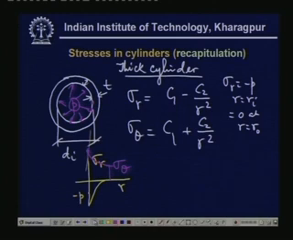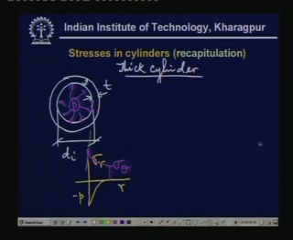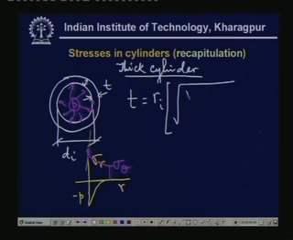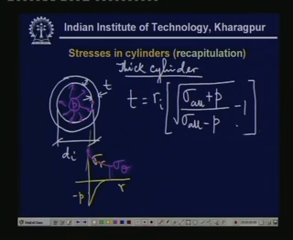Now, once we select the design criteria, that is, if it fails under the maximum normal stress, then of course the design thickness, as we have seen in the last class, that is T, is equal to Ri times under root sigma allowable plus pressure, that is internal pressure, divided by sigma allowable minus pressure, minus 1. So, this is the thickness to be designed.